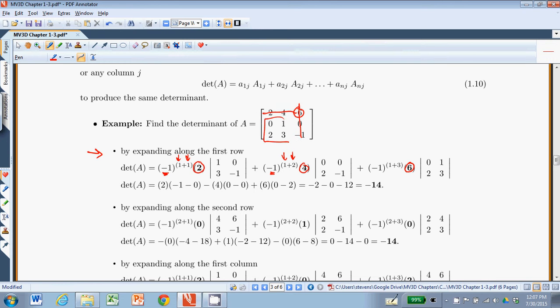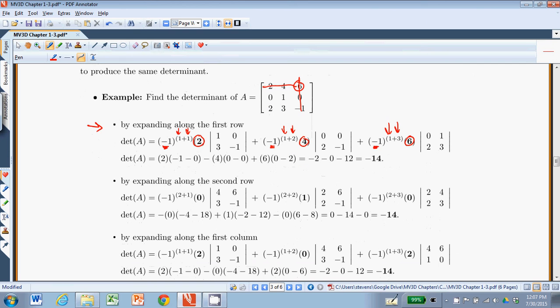All right, that's 1, 0, 1, 2, 3, that's right there. And then I need to multiply by -1 to the position of my 6 there, which is the first row, third column. So once I have this all set up, now it's just a matter of multiplying and adding and getting determinants of 2 by 2s.